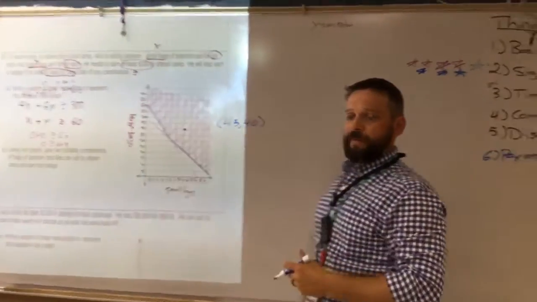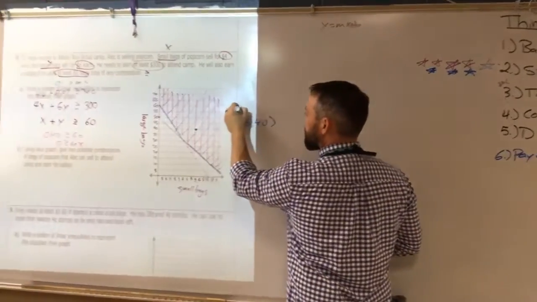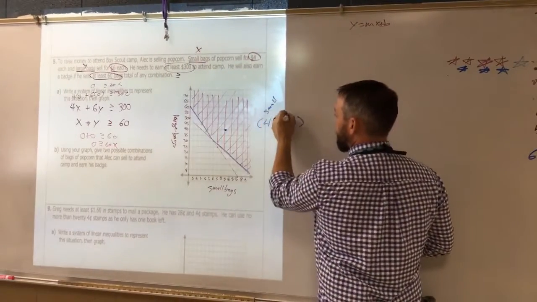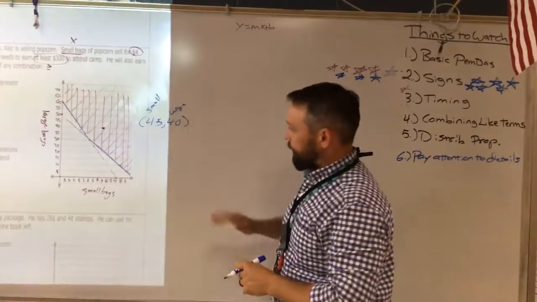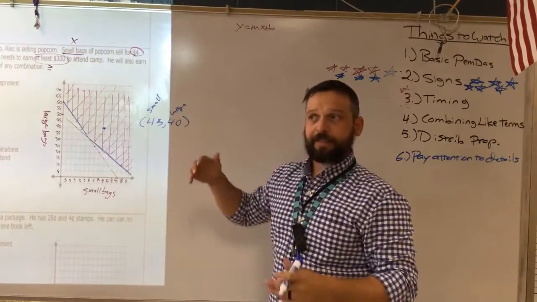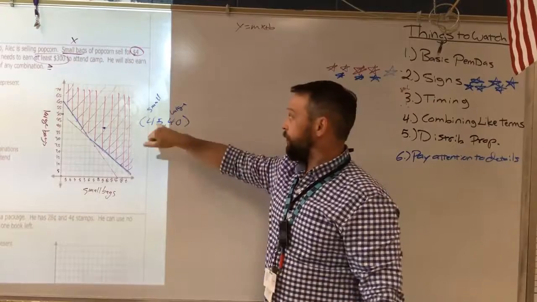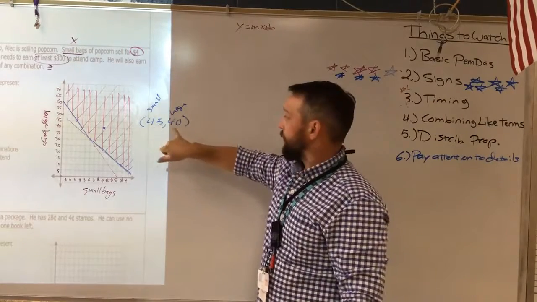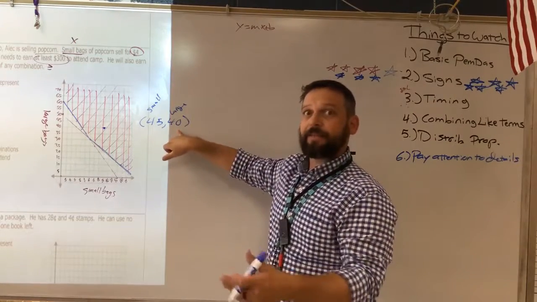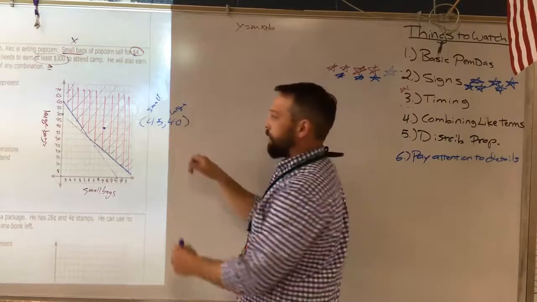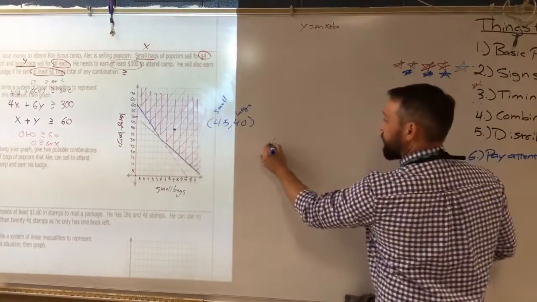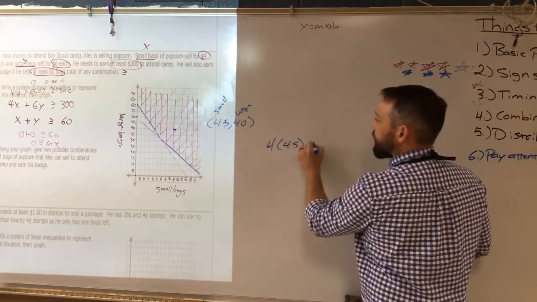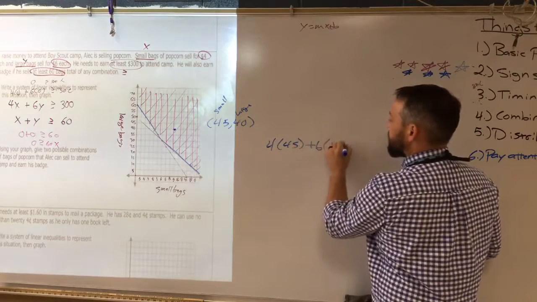So if I take 45 and 40, remember the 45 is your small bags, that's your large bags. Let's see if he's going to have enough money. If he sold 45 of these small ones, 40 of these large ones, let's see if he has enough money to go to camp. So I'll take the top equation because that was talking about the money. So it'll be 4 times 45 plus 6 times 40.